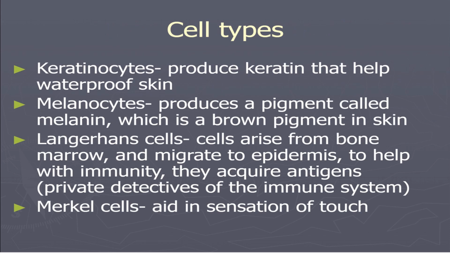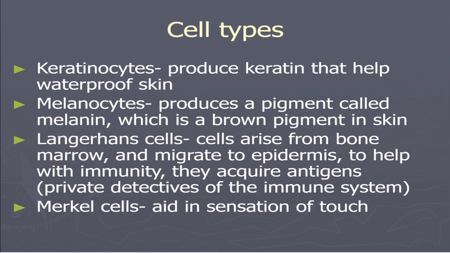So what are the cell types we see in the skin? We have keratinocytes. Keratin is a specialized protein that waterproofs the skin, and it's what allows the outermost layer of our skin to not just be constantly oozing water. We have melanocytes. These are specialized cells that produce melanin. Melanin is the brown pigment in the skin.